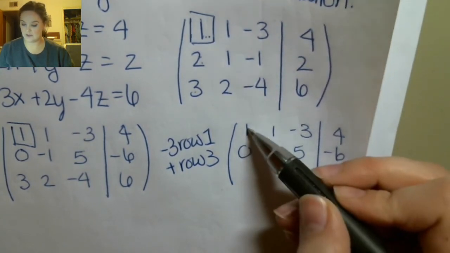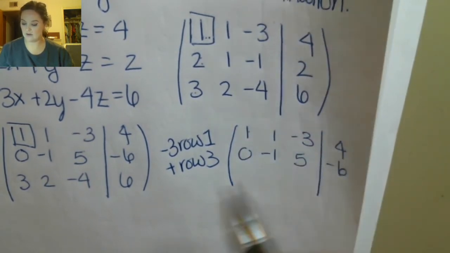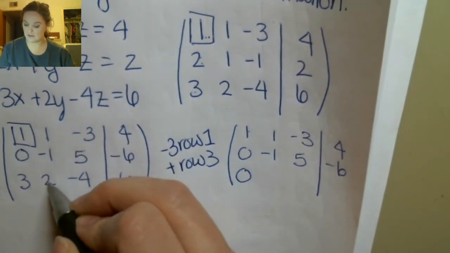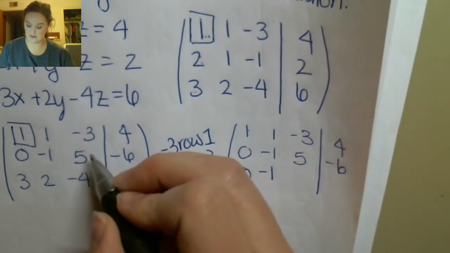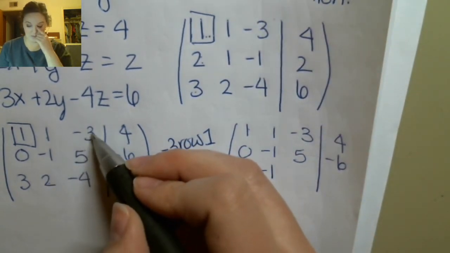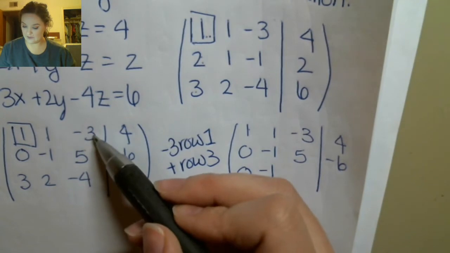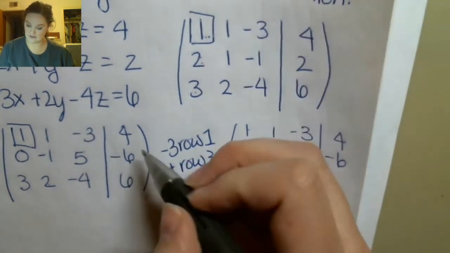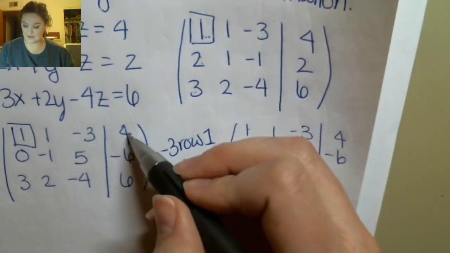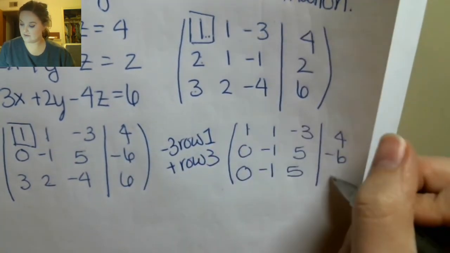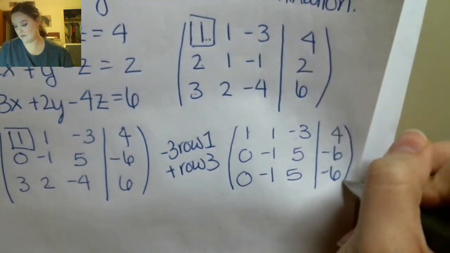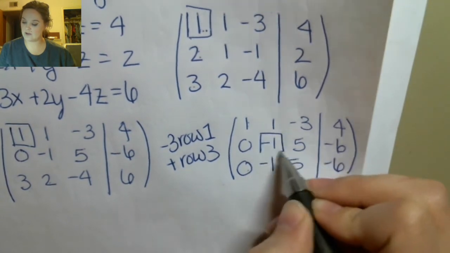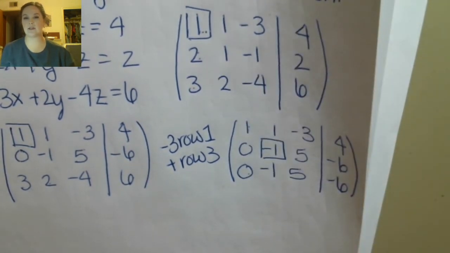Okay, 1 times -3 is -3, plus 3 is 0. 1 times -3 is -3, plus 2 is -1. -3 times -3 is 9, plus -4 is 5. -3 times 4 is -12, plus 6 is -6. Okay, so now we have 1, 0, 0. We're going to move on to our next diagonal position.